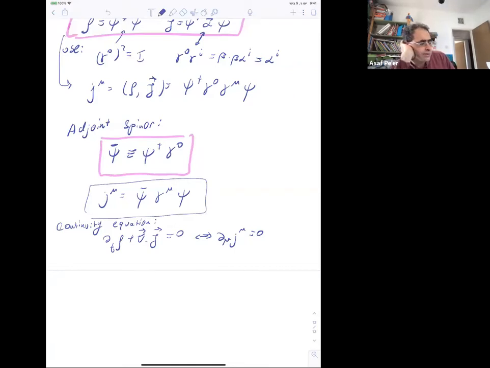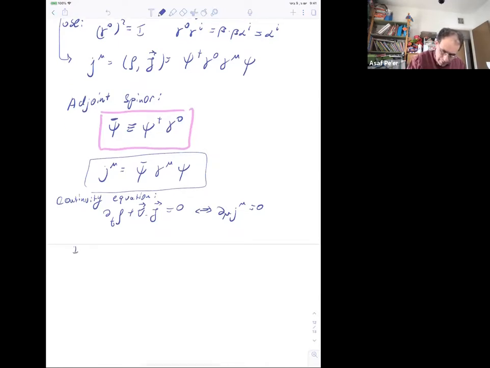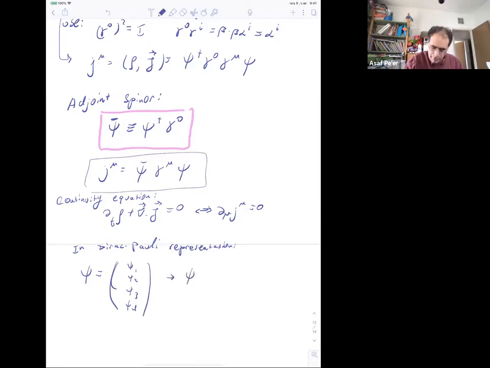Just for completeness, if we use the Dirac-Pauli representation of the gamma matrices, then the adjoint spinor of psi in the Dirac-Pauli representation, where psi was psi 1, psi 2, psi 3, psi 4, is just psi adjoint equals psi 1 star, psi 2 star, minus psi 3 star, minus psi 4 star.